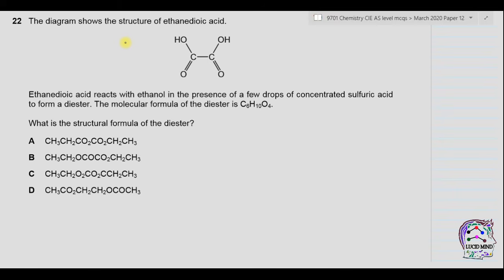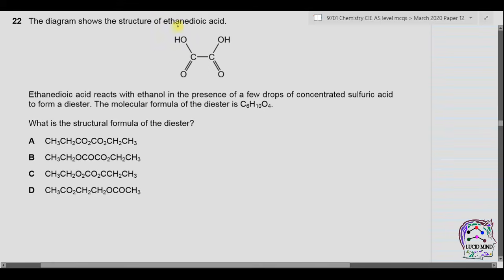Question number 22. The diagram shows the structure of ethanedioic acid. It means it has got 2 carbon atoms and 2 carboxylic acid groups are present. Ethanedioic acid reacts with ethanol. Ethanol is CH3CH2OH. In the presence of a few drops of concentrated sulfuric acid to form a diester. So 2 esters are formed, one on each carboxylic acid functional group.